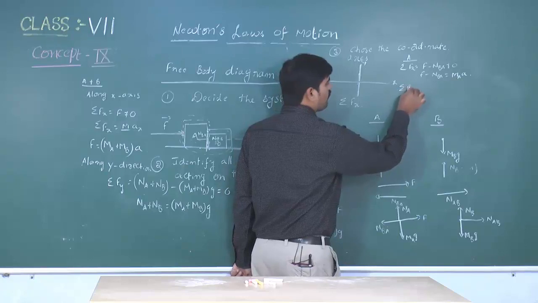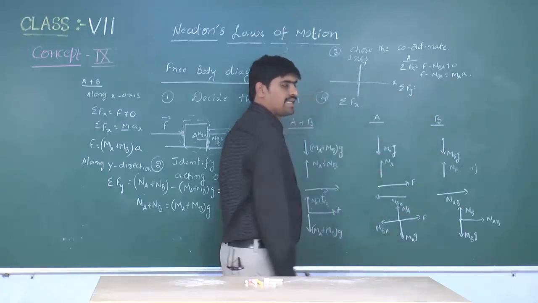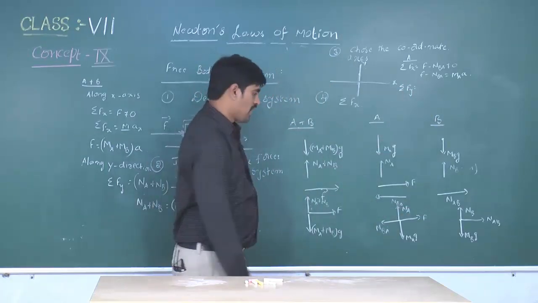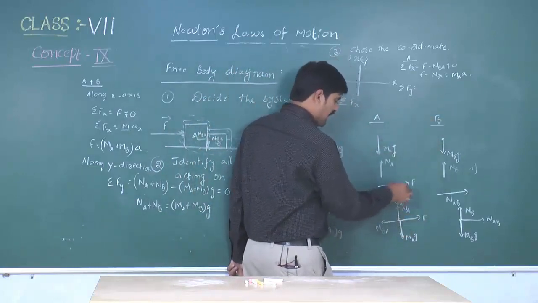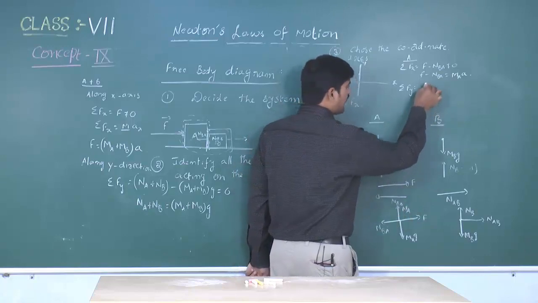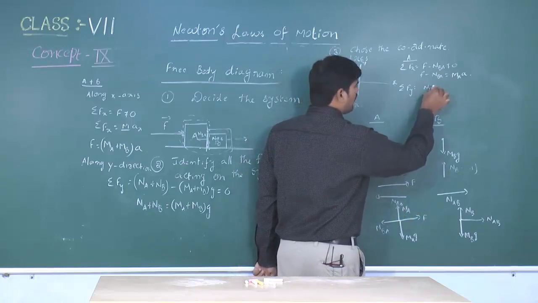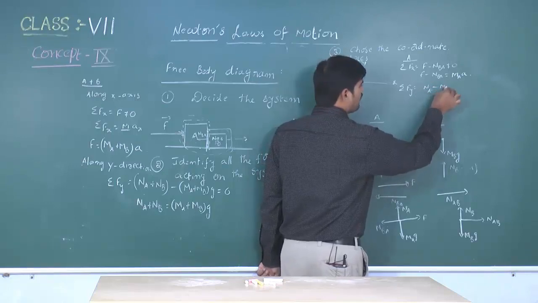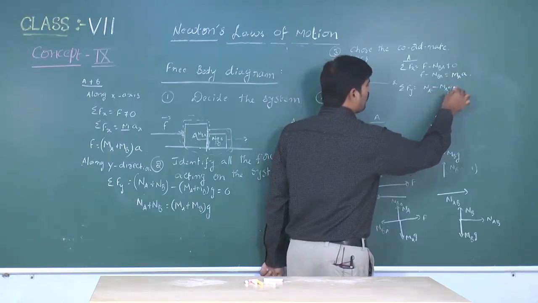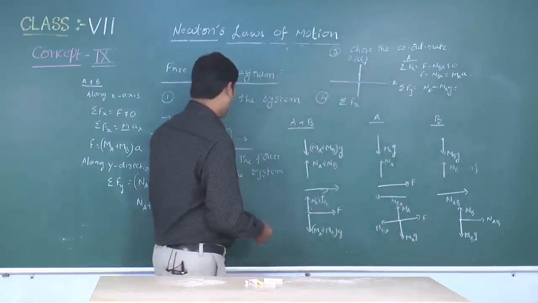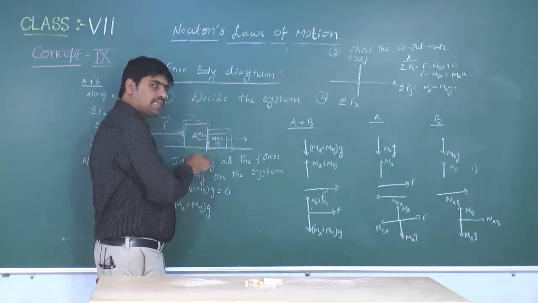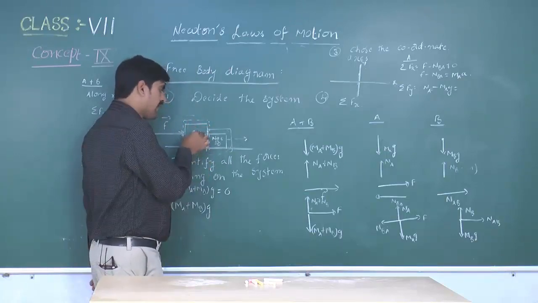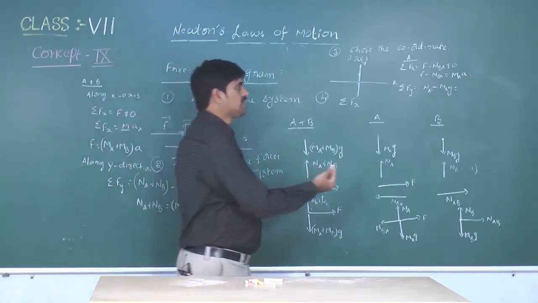Similarly, sigma Fy, the forces acting along y direction. Now, what are the forces acting along y direction? NA is acting along upward direction, and mAg acting along downward direction. And all of you know the block A is not going along upward direction or in downward direction. That's why the net force along y direction is 0.